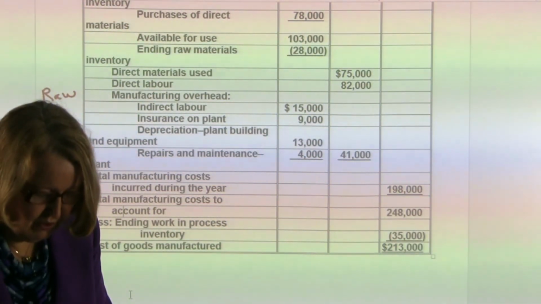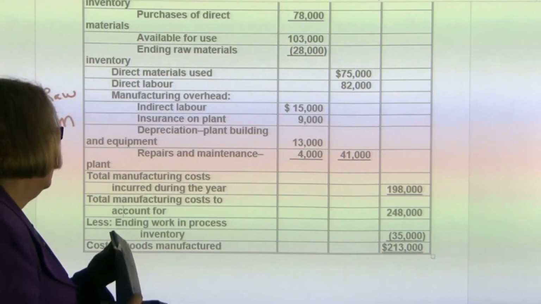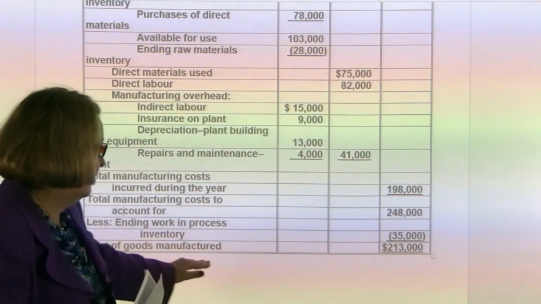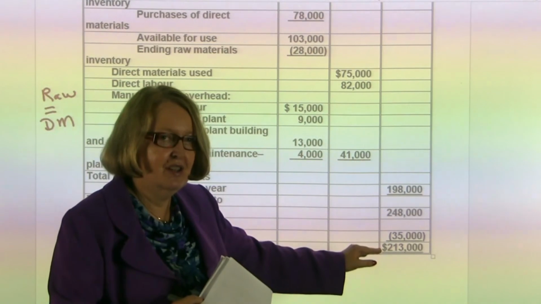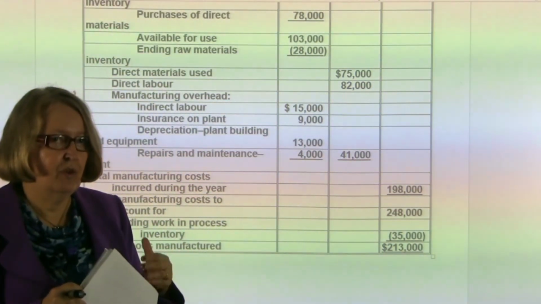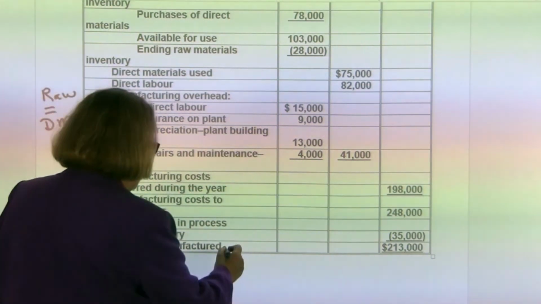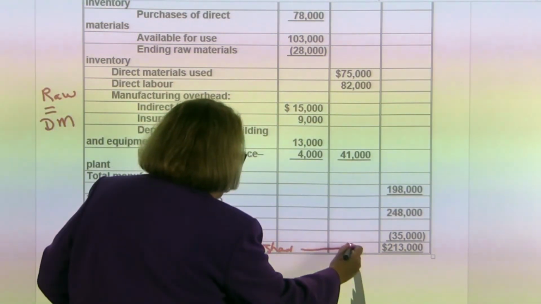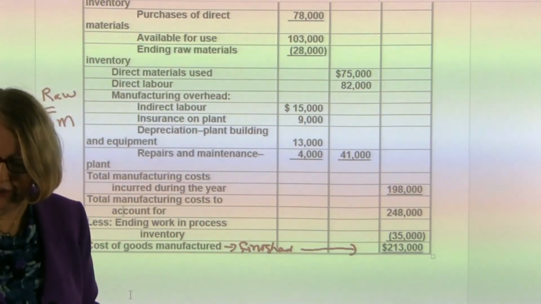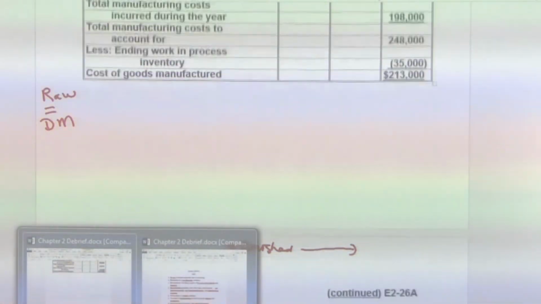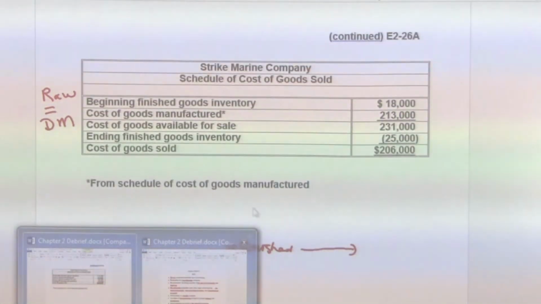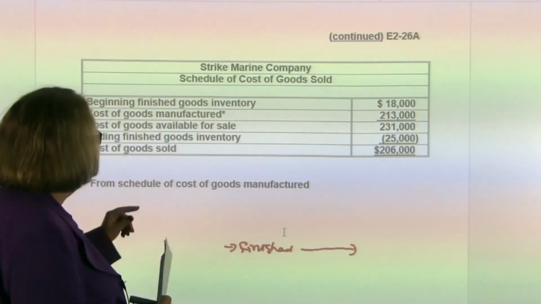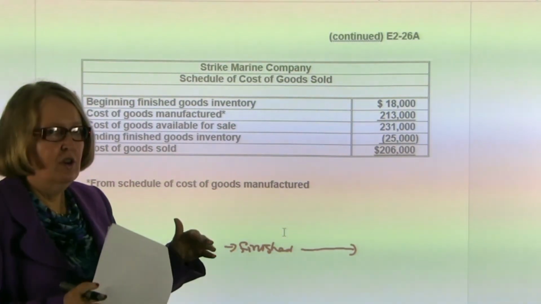So now the next thing we're going to look at is calculating your cost of goods sold. So you did all of that calculation just so you could come up with this 213,000, the cost of goods that you actually manufactured or finished. It also means finished during the year. So the next thing you want to do now is scroll up here. Now you want to look at your cost of goods sold. So you know how much you manufactured.